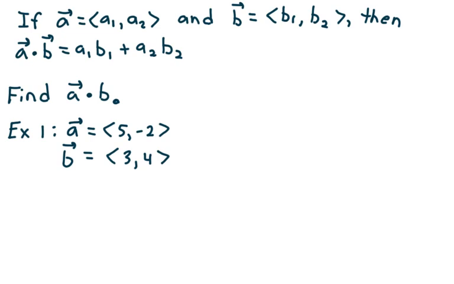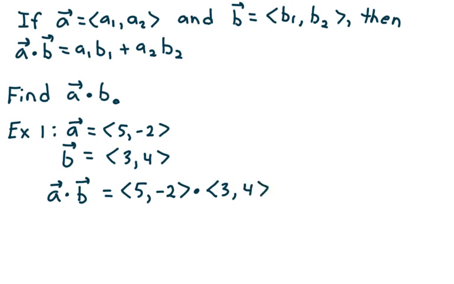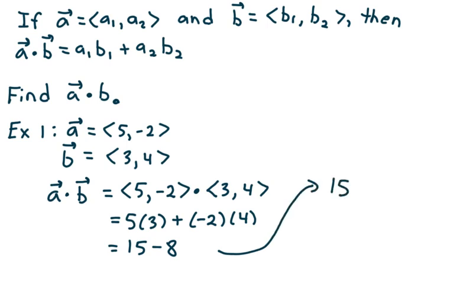So suppose A is the vector 5, negative 2, and B is the vector 3, 4, and we want to find A dot B. So A dot B is equal to 5, negative 2 dotted with 3, 4. And this is 5 times 3 plus negative 2 times 4. And so this is 15 minus 8. And so if we continue on over here, 15 minus 8 happens to be 7. So in this example, A dot B is equal to 7.